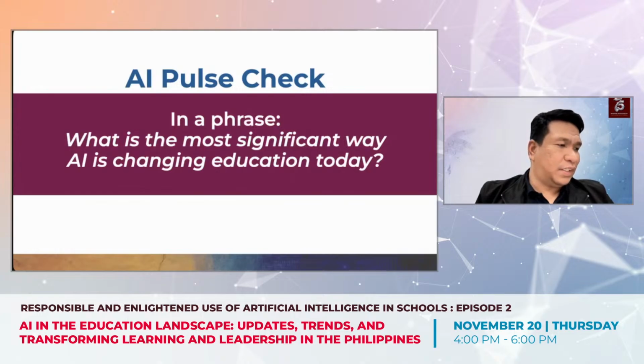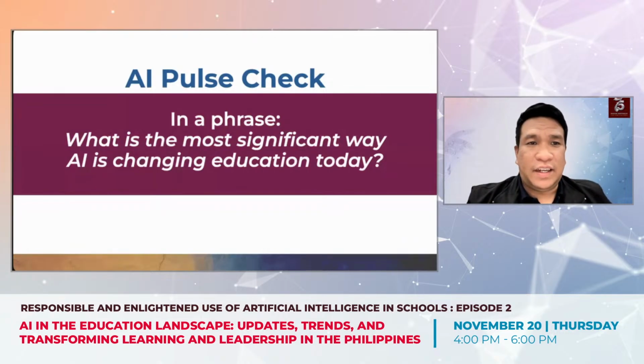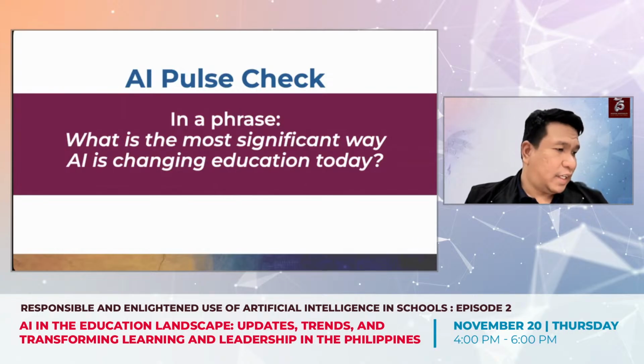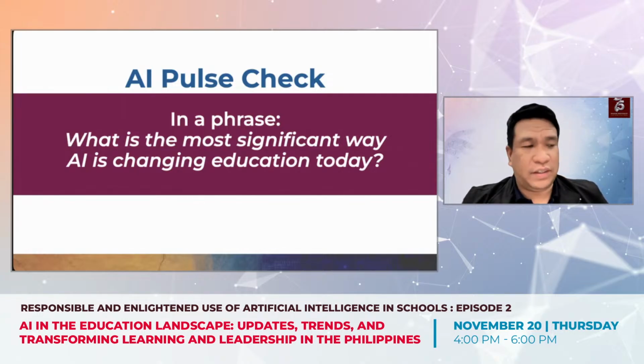Okay, so what is the most significant way AI is changing education today? Teacher Maricel Baroro says, integrity in assessment results. I think that's one significant way that AI is changing the way we do education right now. It's the assessment. Thank you, Teacher Maricel. Teacher Eric says AI's most significant impact on education today is personalized learning. It adapts lessons, feedback, and pacing to each student's needs, helping them learn faster and more effectively. Thank you so much, Teacher Eric.